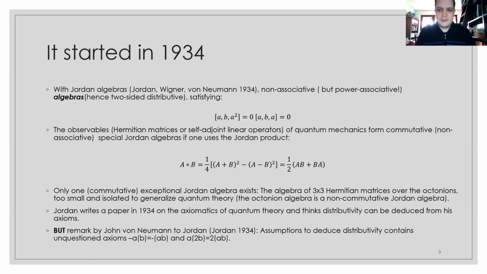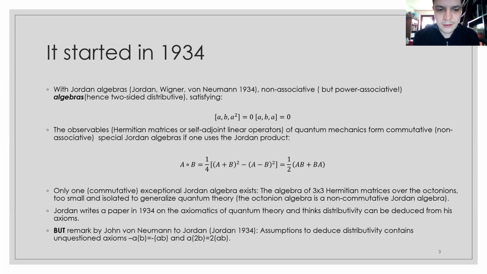There's only one so-called exceptional Jordan algebra, which is the algebra of 3 times 3 Hermitian matrices over the octonions. So the octonion algebra is an intrinsically non-associative algebra, which is also a non-commutative Jordan algebra. But the algebra of 3 times 3 Hermitian matrices over the octonions is just way too small to serve as an algebraic generalization of quantum mechanics. And that's why Jordan continued to look for generalizations.